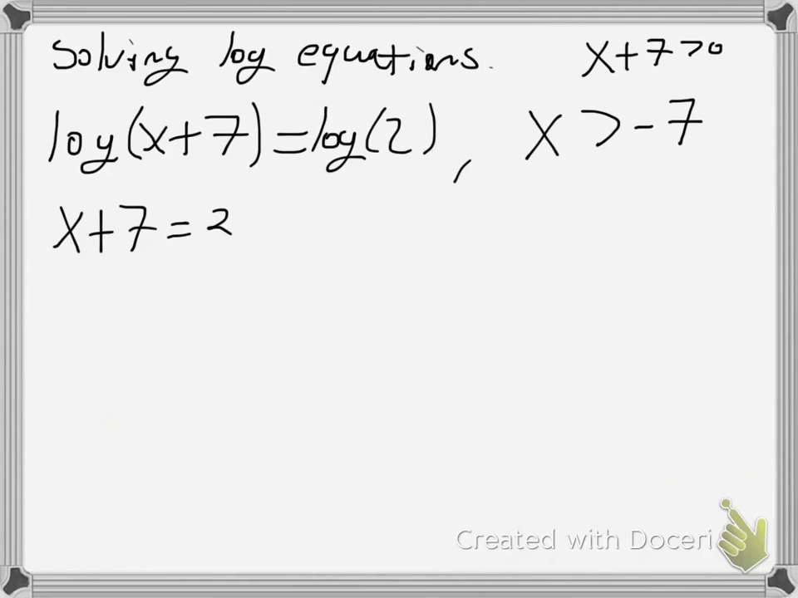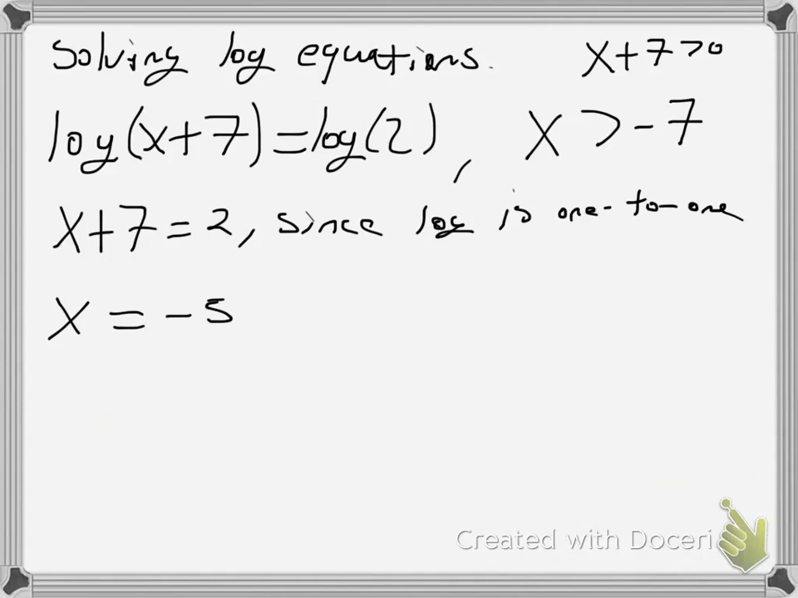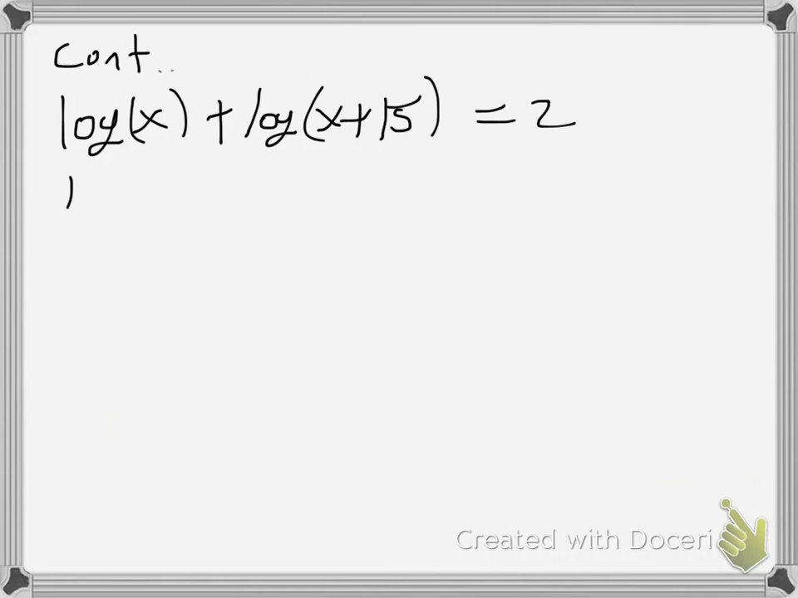Since logarithms are 1-to-1, that means I can go ahead and equate the inputs. So I have inputs of x plus 7 and an input of 2, and they're giving me the same output. That means the inputs have to be the same. So since the log is 1-to-1, we get x is equal to -5. And that checks out just fine with the requirement. So let's do another example here. We've got log of x plus log of x plus 15 is equal to 2.